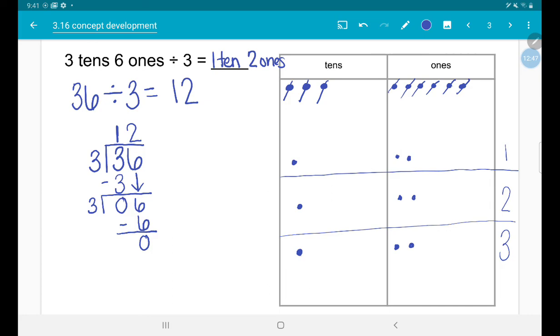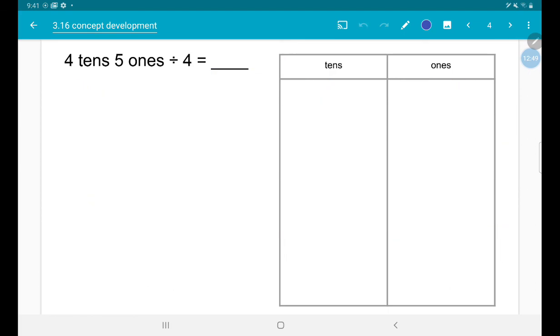Erase your work mats. Let's try another problem. Erase everything. Okay, this time we're going to divide 4 10s, 5 1s divided by 4. If I have 4 10s, 5 1s, that's 45. Very good. 45 represents my total. And then how many ones? 5. 4 10s, 5 1s, and I'm dividing by 4.